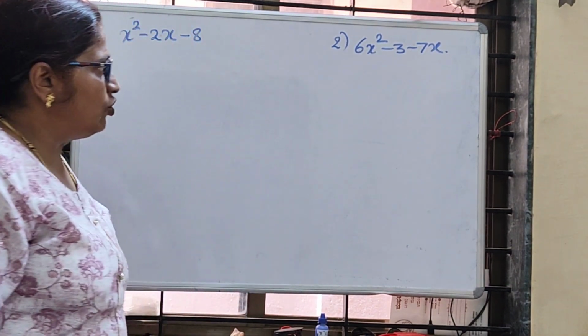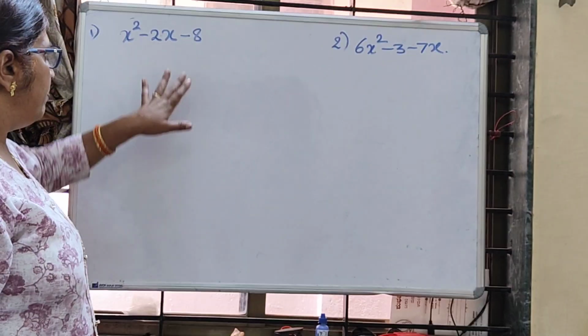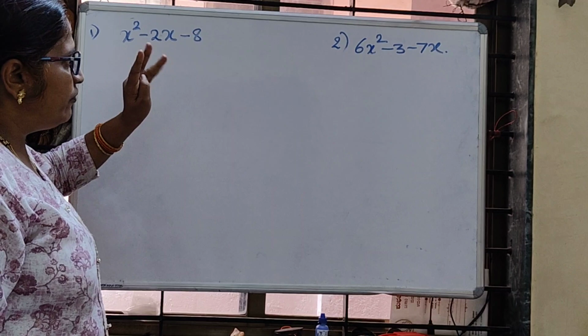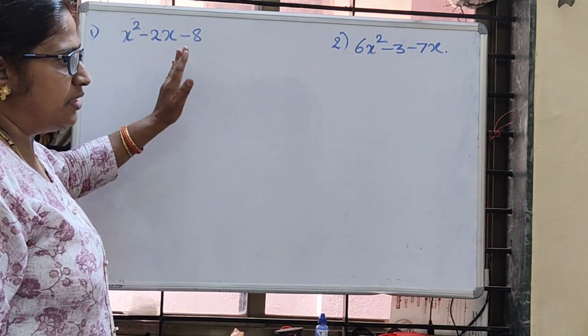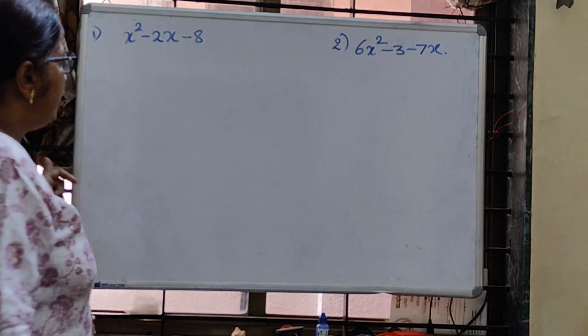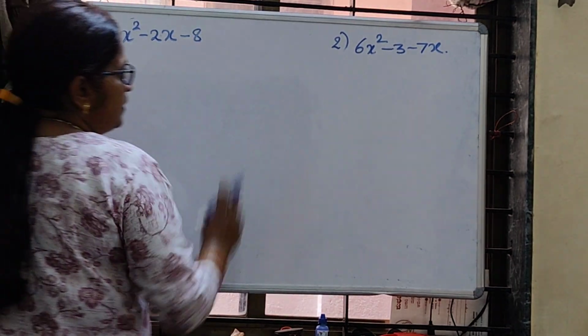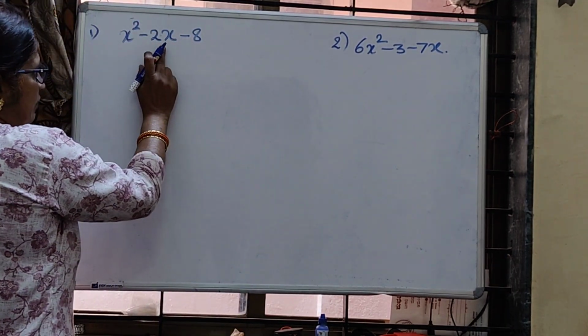We are still continuing with the 2 marks questions only. I have taken them from the polynomials chapter, where you need to find the sum and product of the zeros, and you need to find the zeros of the polynomial. I have already written 2 questions. First, we are going to solve the first one.